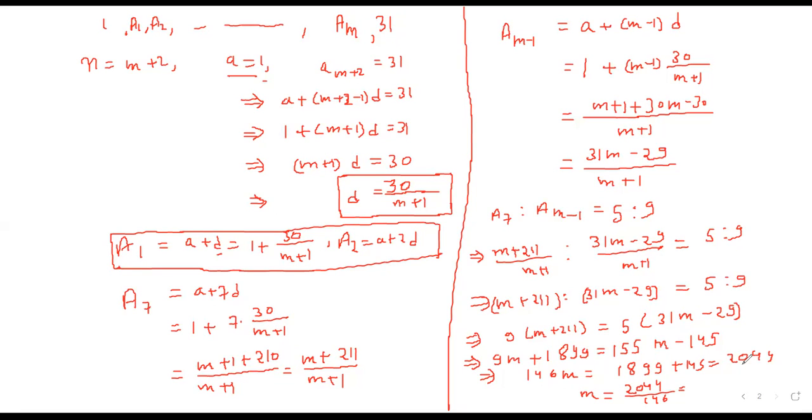Find it. 146 into 1 is 146. Remainder 58, 584. Okay, it is 4, 584. Yes. So m equals 14 will be the answer. Hope you have also obtained the same answer.